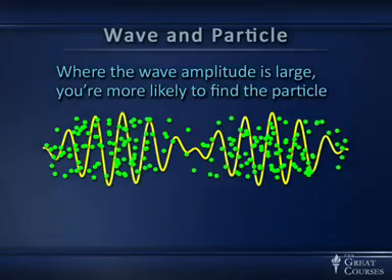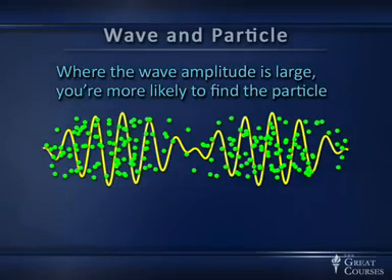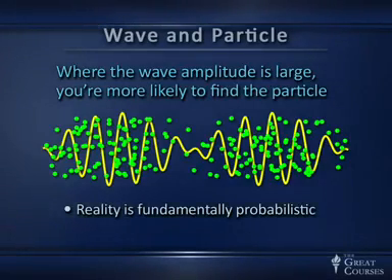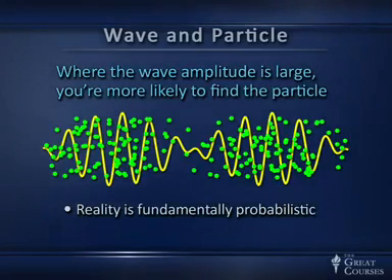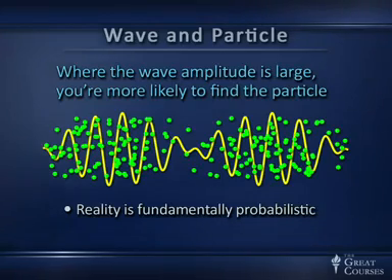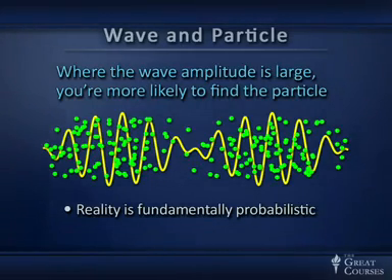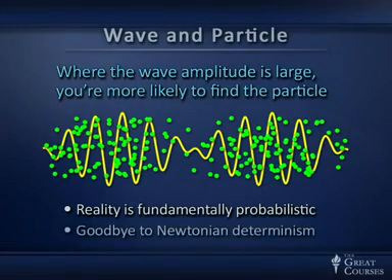Now, it's a little bit more complicated than amplitude. It's actually the square of the amplitude and some other mathematics. But basically, this is the idea. Where the wave is big, you're likely to find particles. And what this means is nature has become fundamentally probabilistic. Nature is no longer certain and deterministic, because we now have a probabilistic relationship between the waves, which are what we're able to calculate, and the sort of randomness of where these particles are going to appear.